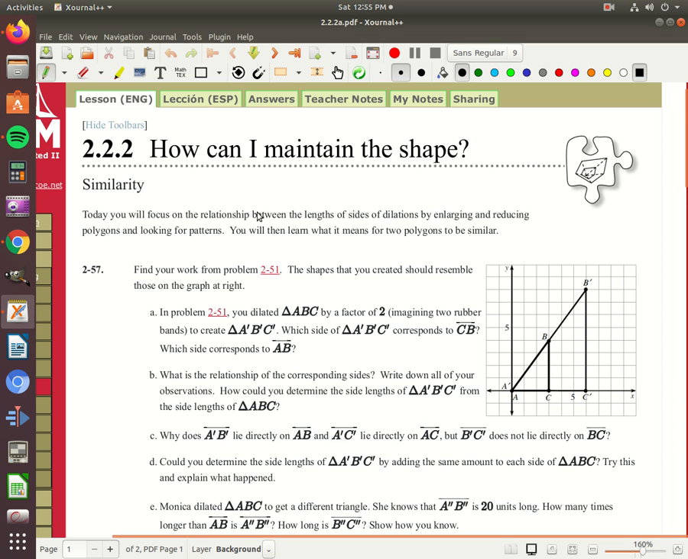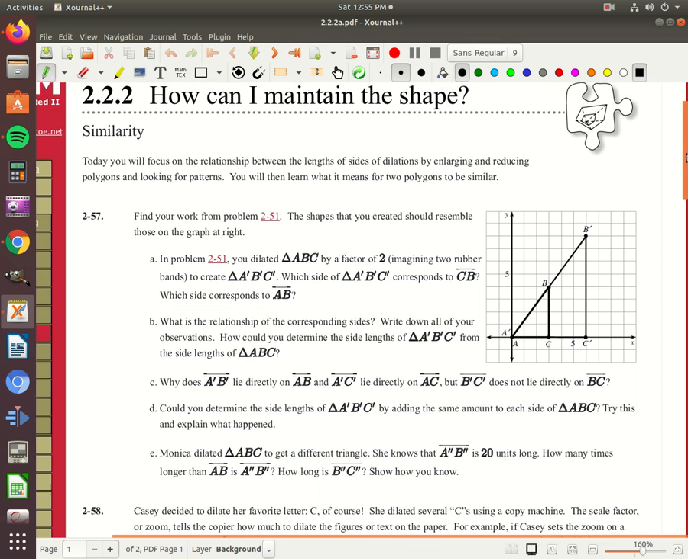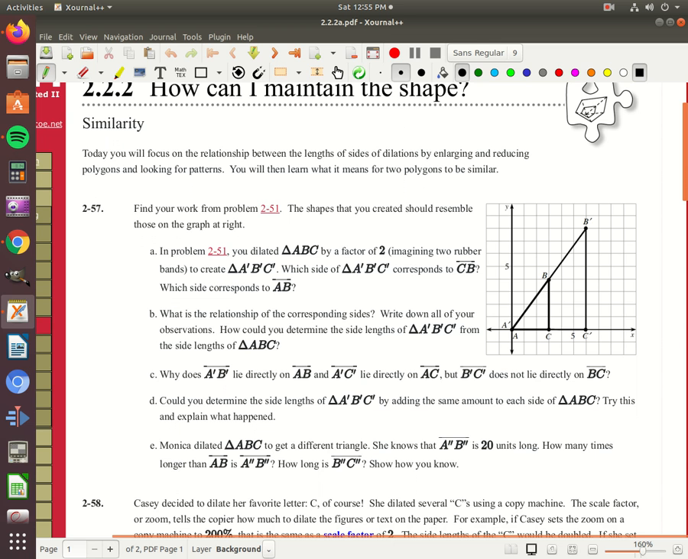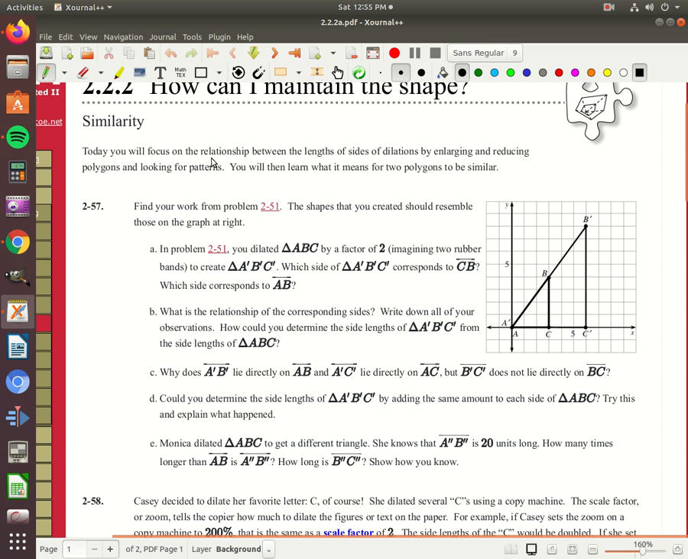Discussion of similarity in section 2.2.2. Today you will focus on the relationship between the lengths of the sides of dilations by enlarging and reducing polygons and looking for patterns. We already talked about this a little bit in 2.2.1. We should have a common scale factor if we're going to have similarity, and that scale factor is just a fancy way of saying a multiplier. So you will then learn what it means for two polygons to be similar.